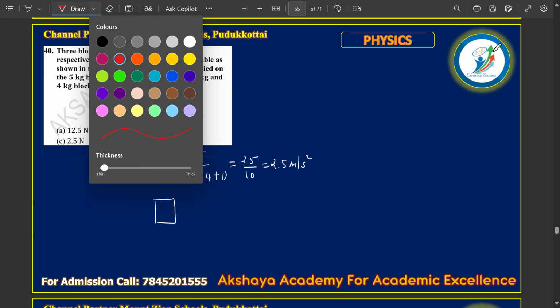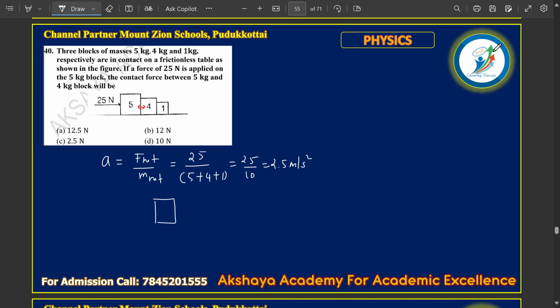In order to do that, I have taken this 5 kg block. Here the force acting is 25 Newton. For this, there will be some reaction R, and the same reaction should be there for the 4 kg block also. So if we find the value of R, then the rest is done. Now, this is moving with an acceleration A. By applying equations of motion, the force applied minus the reaction R is equal to M into A.